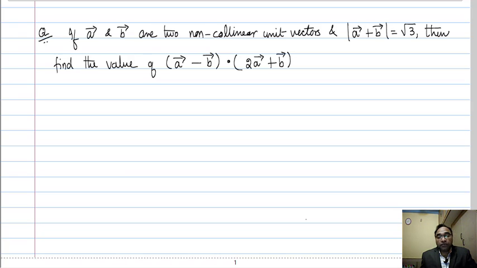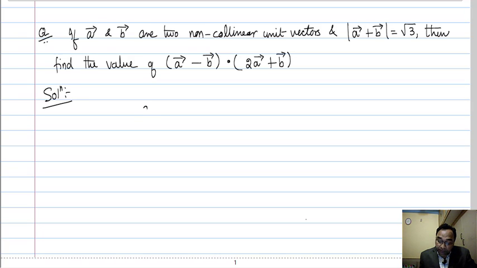This question is from vector analysis and the subtopic is vector operation, in which we are taking the dot product. The question says: if vectors A and B are two non-collinear unit vectors and the magnitude of A plus B is root 3, then find the value of this given expression. Let us try to record what the given data is.